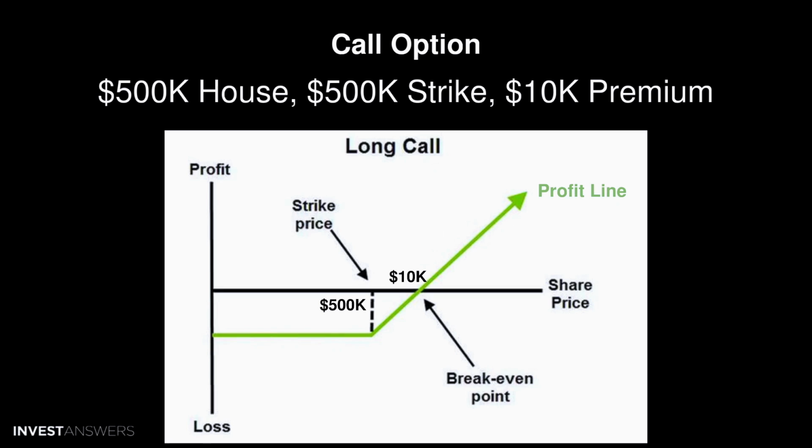Very, very simple. Now to give you an idea of how it all works on a line, obviously you have your break-even point, your strike price, and the premium. So in this house example, the house is the $500,000 asset. The strike price is $500,000. The premium is $10,000. And that's how it works. If the price goes above $510,000, that's the profit line of Sarah on actually buying the house. If it goes below $510,000, she's losing money.